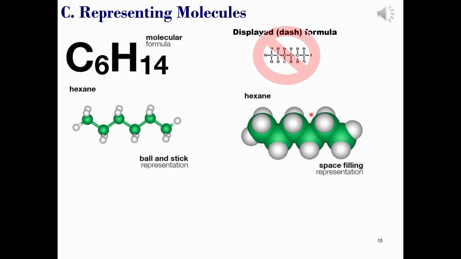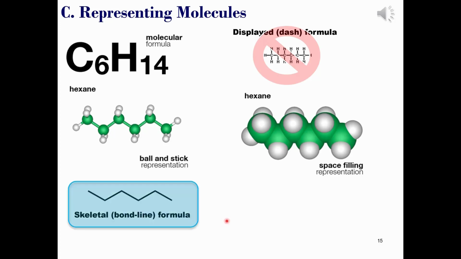The most commonly used way of depicting an organic molecule, however, is the skeletal bond line formula. Now, every carbon here is represented at the vertex of this zigzag line, and all of the hydrogens are omitted. We'll talk more about this later in this video.